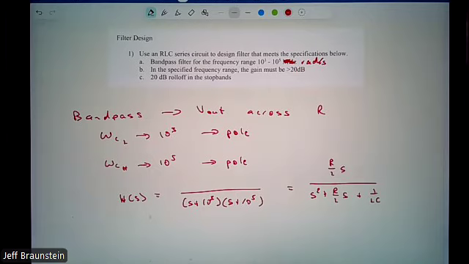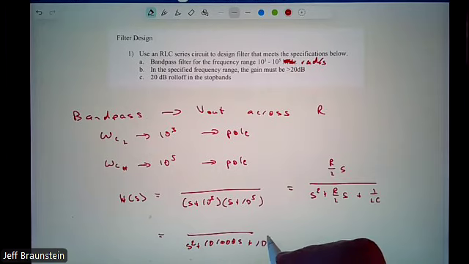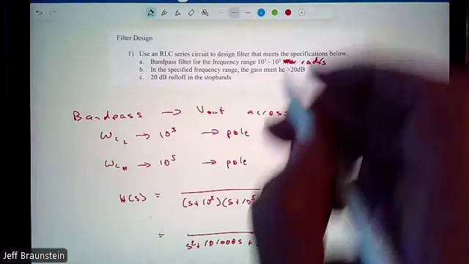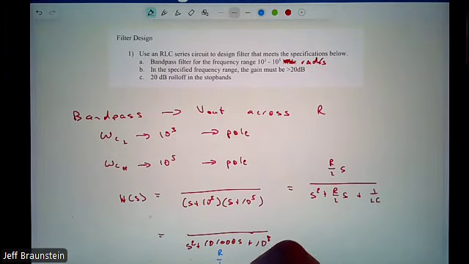So anyway, here's our generic expression. We can write out our mathematics a little bit, do the multiplication out, and this winds up being s squared plus 101,000 s plus 10^8. And because of the form, here is R over L, and there's 1 over LC.